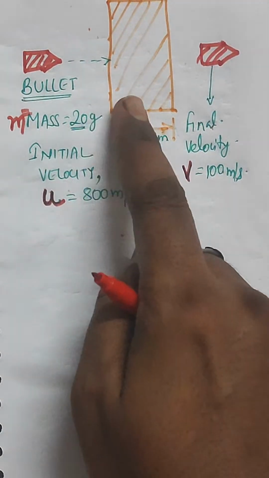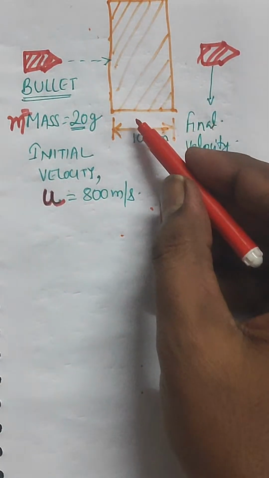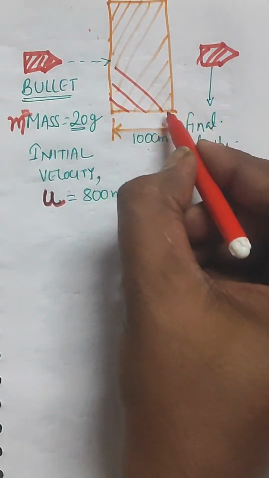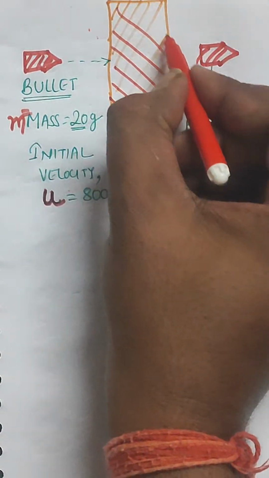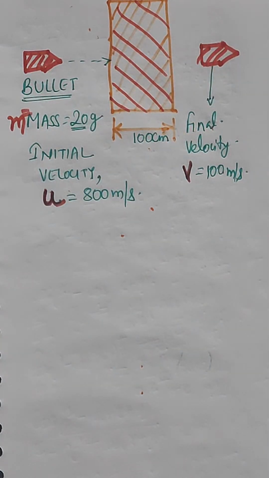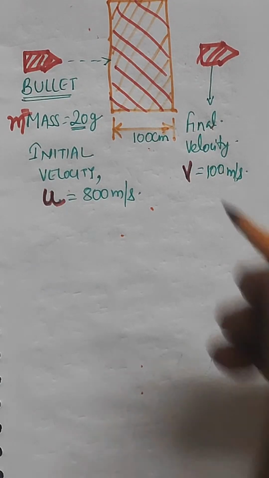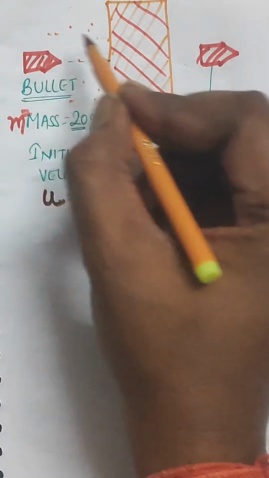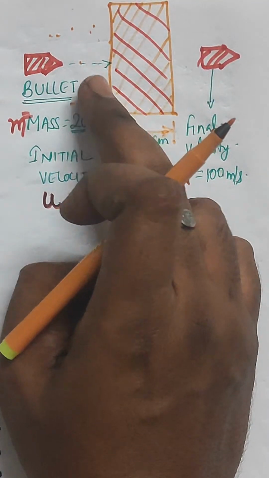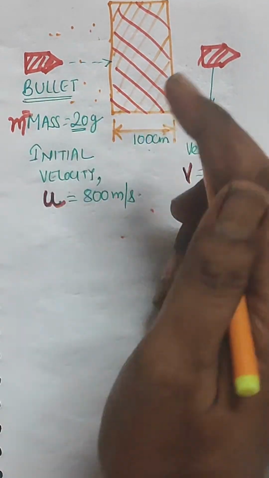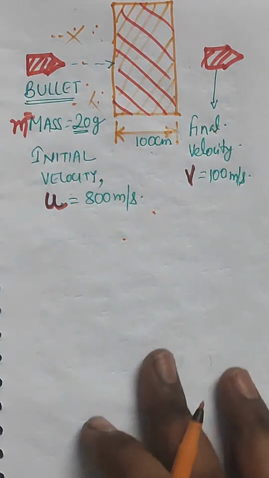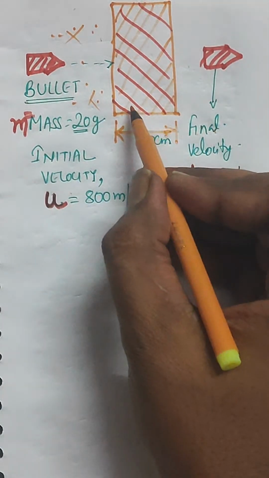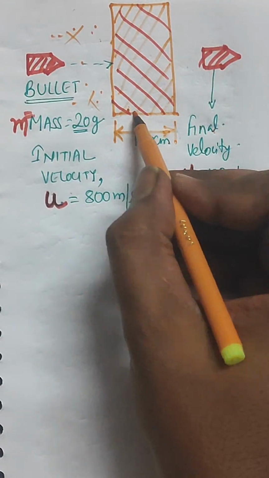We need to find the resistance applied by this wall. What is the resistance applied by this wall to this bullet? This is the question: what is the average resistance of the wall? And you need to neglect the friction due to air. Whatever air particles are here also give some resistance to the bullet, but we can ignore that, so we can simply consider the wall.